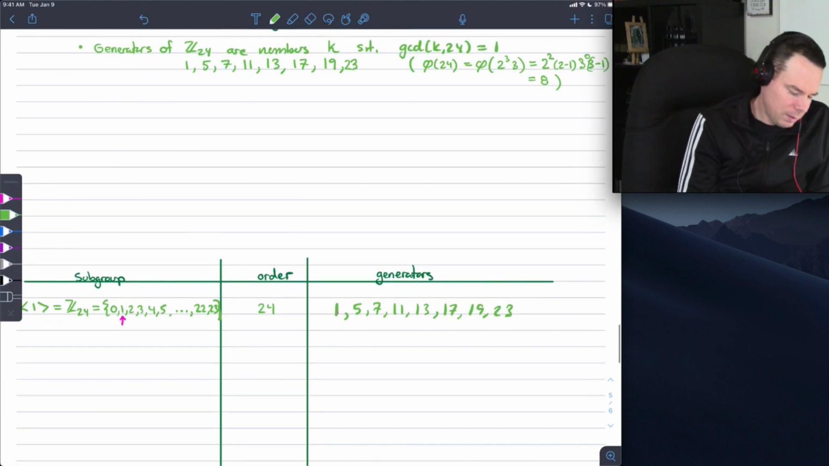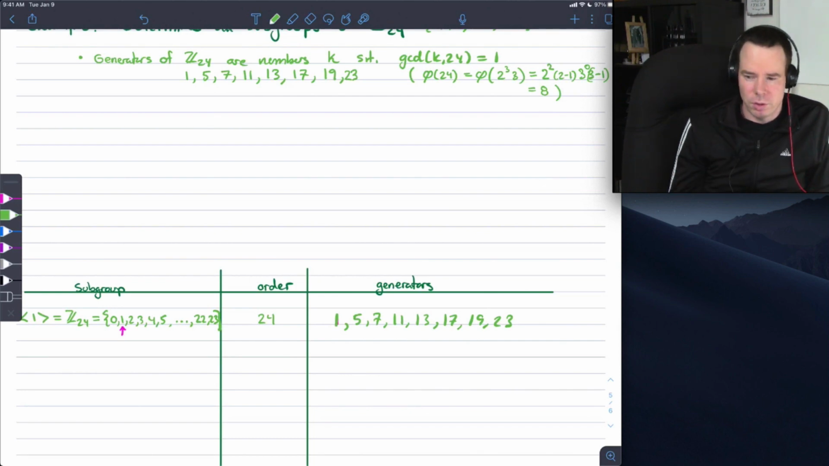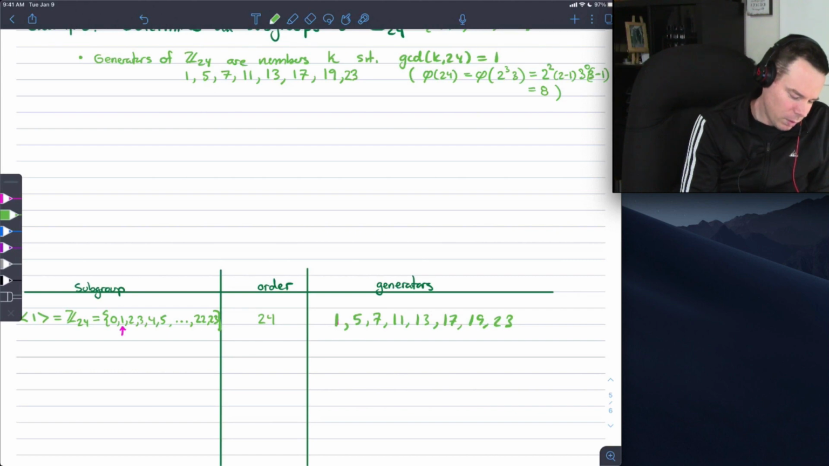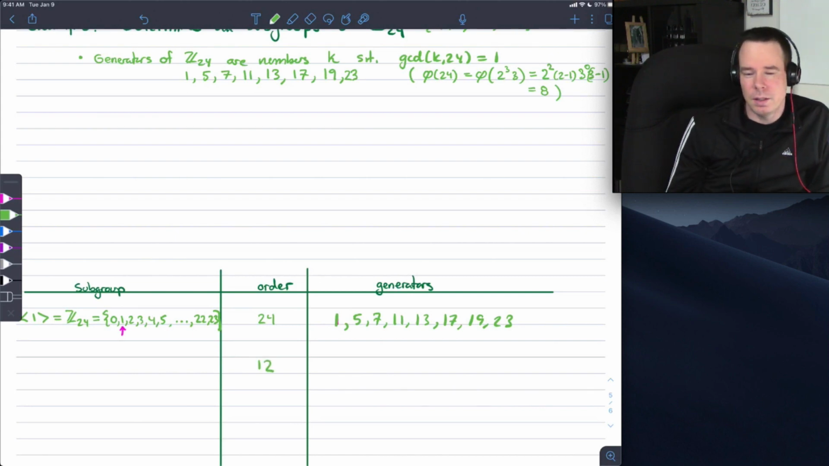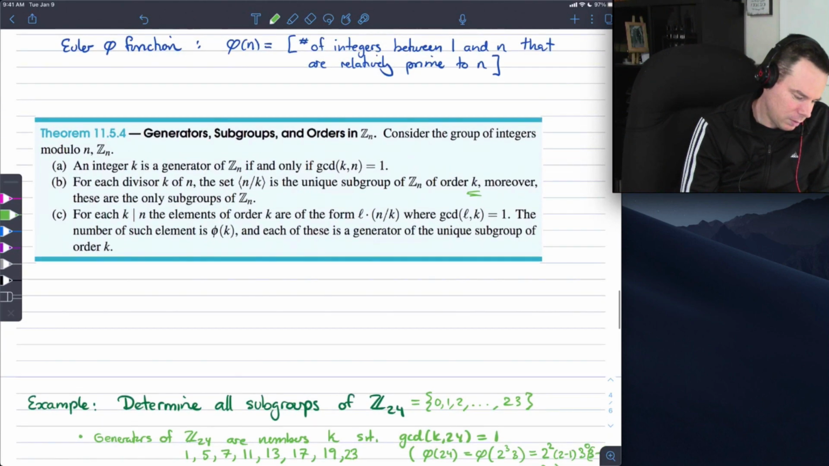Okay, so what's next then in our list? Well, we're looking for subgroups, all the possible subgroups. Well, we know that a subgroup has to have a size that divides the order of the group. The order of the group is 24. So there's one subgroup of size 24. The next biggest divisor of 24 would be 12. Is there a subgroup of size 12? Well, that's what this result tells us.